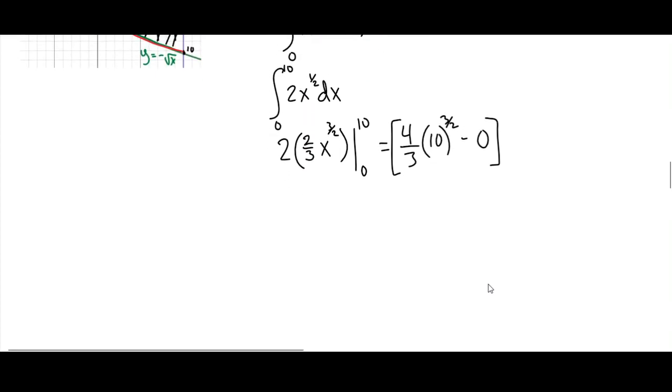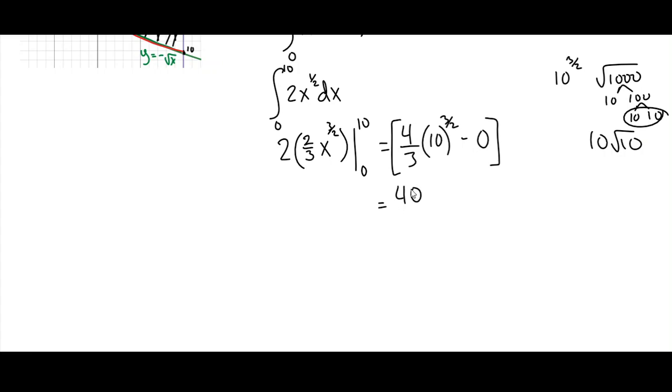This will be equal to, let's see, 10 to the 3/2 is going to come out to be, it looks like, the square root of 1,000. And if we simplify that, that is 10 times 100, and that is 10 times 10. So it looks like 10 to the 3/2 is going to come out to be 10 times the square root of 10, multiplied with 4 over 3. So if we simplify this completely, this is going to come out to be 40 times the square root of 10 all over 3 units squared for this area here.